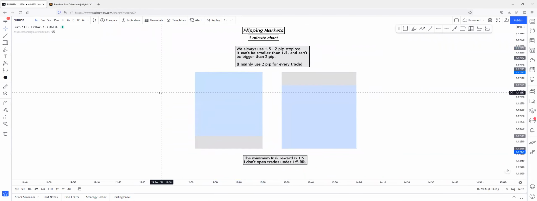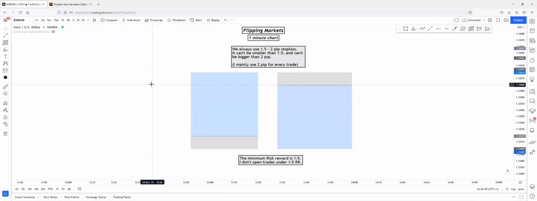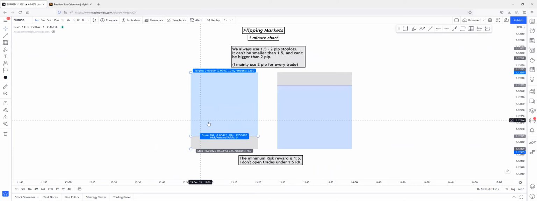We got one more rule for the risk-reward ratios. That rule is that the risk-reward ratio cannot be smaller than 1 to 5. So if I just point my mouse to this position, I will see that the risk-reward ratio is exactly 5. If this number is smaller than 5, then I just simply skip this trade. I don't enter this trade, I just skip it. If the risk-reward ratio is smaller than 5, just skip that trade.